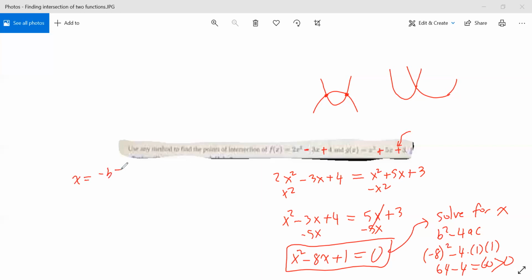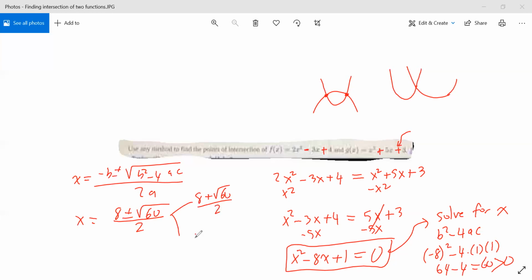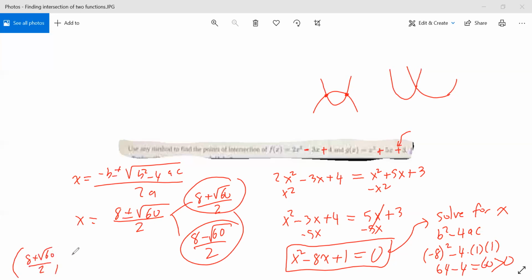So negative b plus minus the square root of b squared minus 4ac, divided by 2a, which is positive 8 plus minus root 60, divided by 2. So you have the x values. These are the x values. So you have two of them, 8 plus root 60 divided by 2 and 8 minus root 60 divided by 2. So these two x values are going to be the x coordinates of the intersection.